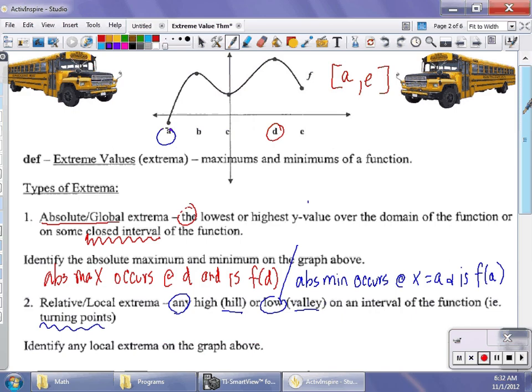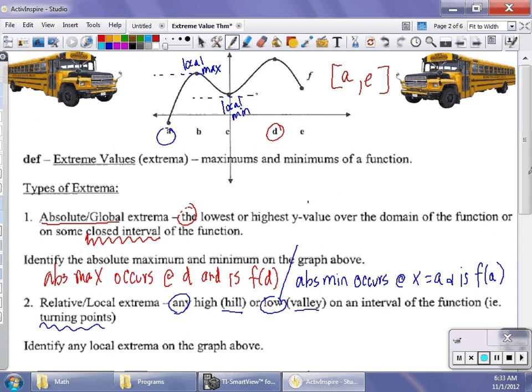There's a turning point at B, so this would be a local maximum because it's higher than any other y value in that little neighborhood. It's not the highest y value of the entire graph, but in that little neighborhood of values, it's the highest y value, and it's also a turning point. And you also notice from the other side that the derivative there was 0. We have a local minimum occurring at C because it's the lowest y value in that little neighborhood, not the lowest y value of the graph. Also, it's a turning point, and also notice that the derivative there is 0.